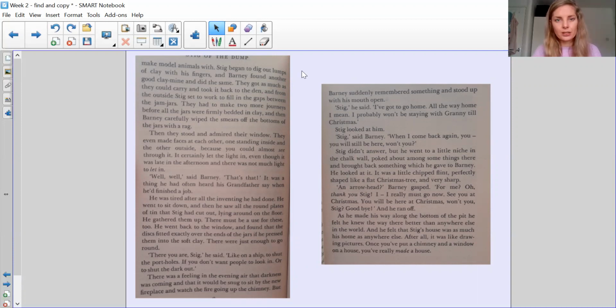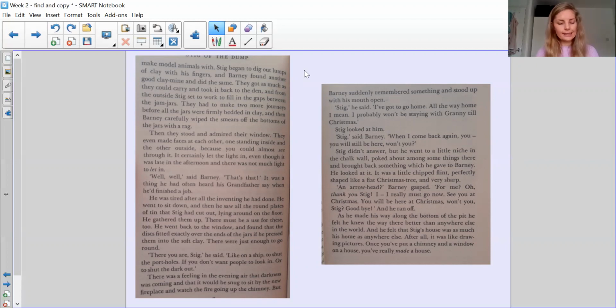Stig began to dig out lumps of clay with his fingers, and Barney found another good clay mine and did the same. They got as much as they could carry and took it back to the den, and from the outside Stig set to work to fill in the gaps between the jam jars. They had to make two more journeys before all the jars were firmly bedded in clay, and then Barney carefully wiped the smears off the bottoms of the jars with the rag. Then they stood and admired their window.